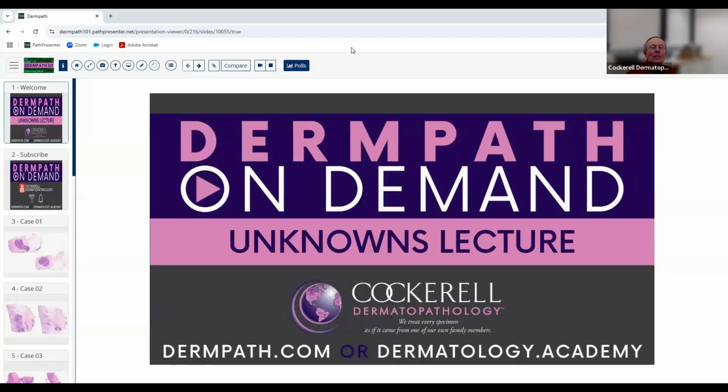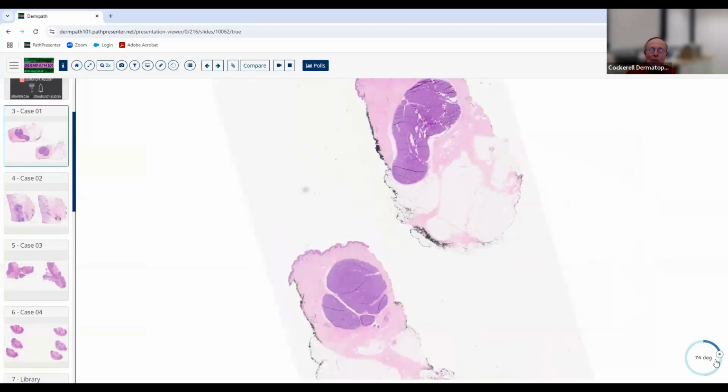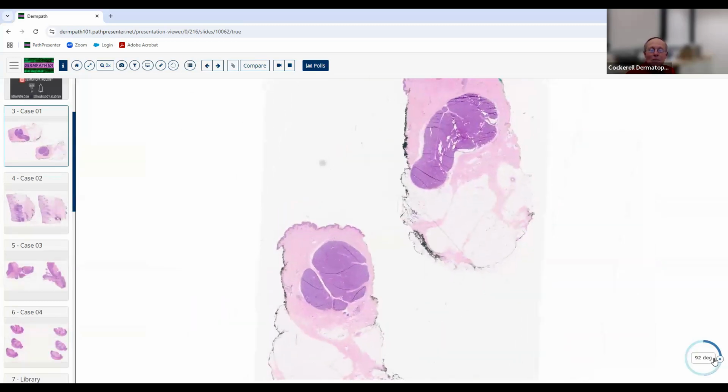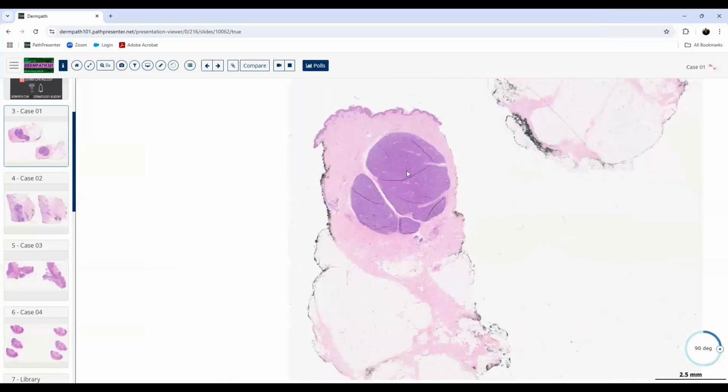Well, let's get going. Got some interesting cases here for you guys. So somebody want to give this first one a go? Good morning. I can take this first one.